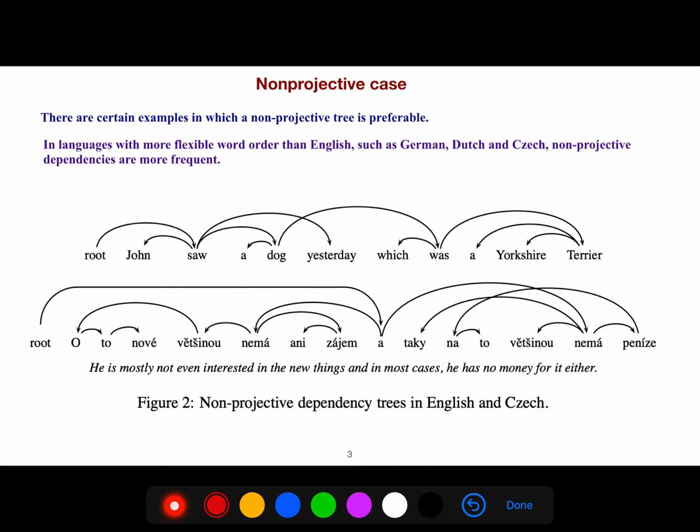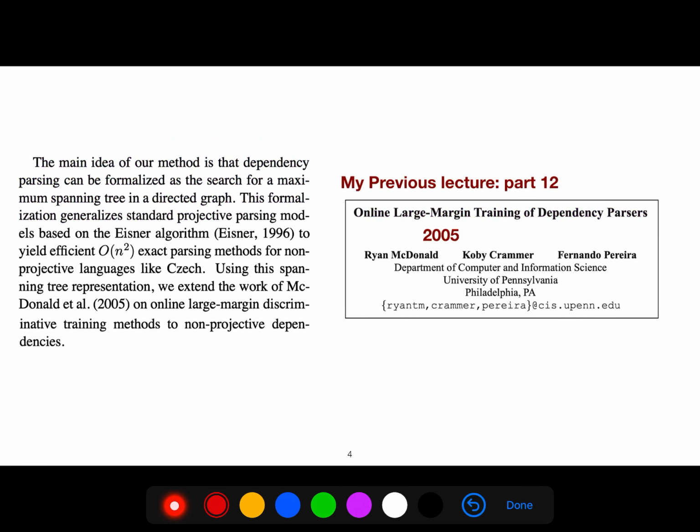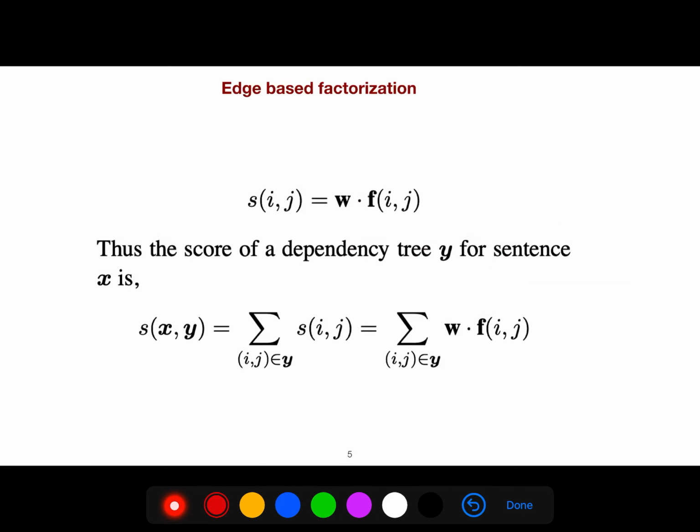In the non-projective case, as I said, the edges cross each other like this, here and here, because in Czech it happens a lot. Most of the time they are non-projective. The rich languages like German, Dutch, and Czech are non-projective. Non-projective trees are more preferable in some cases. So my previous lecture was for the projective case. Now we want to extend it to the non-projective case.